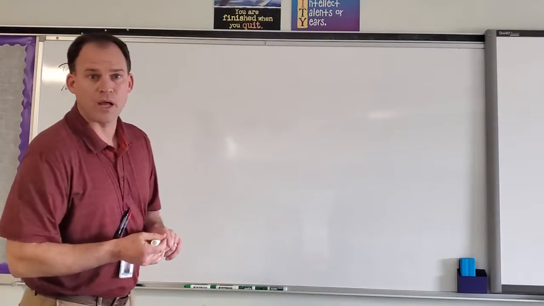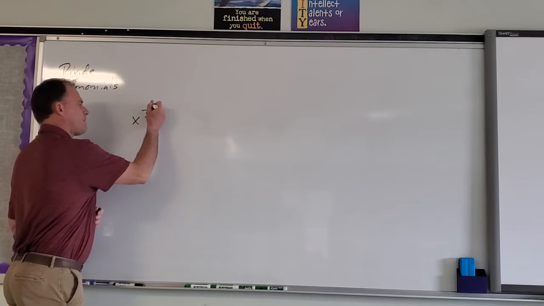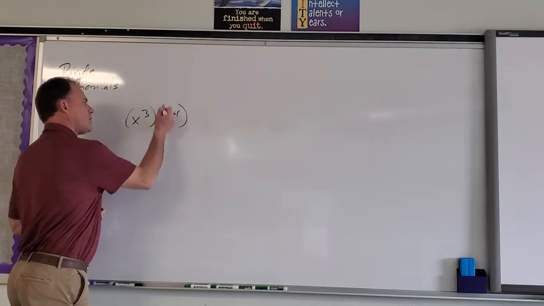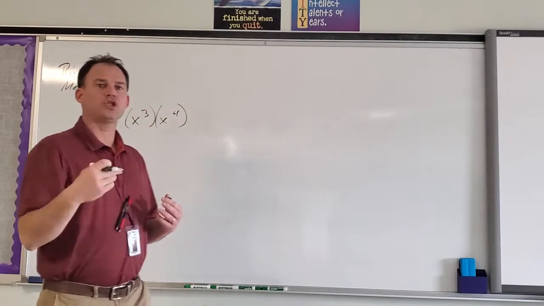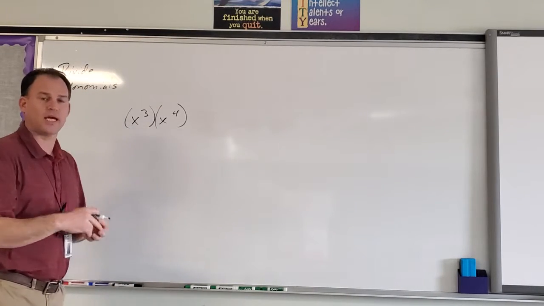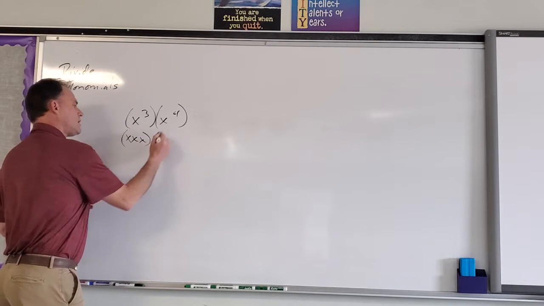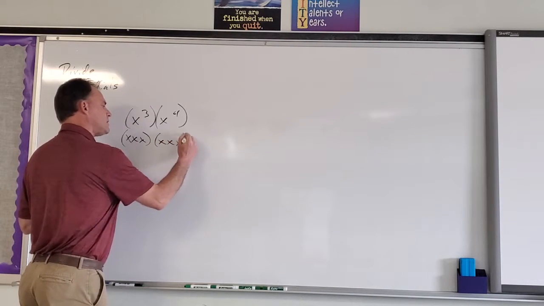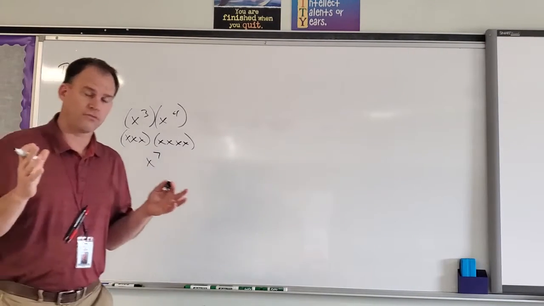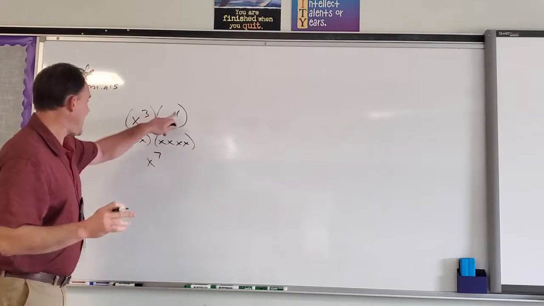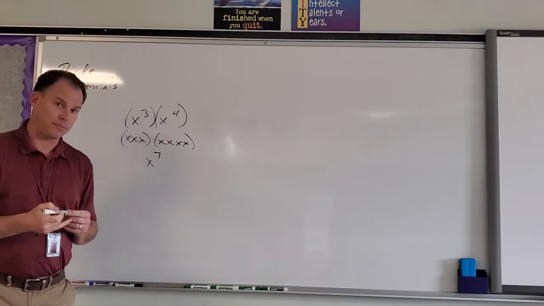So, yesterday we talked about multiplying monomials. Quick refresher: if I have x to the third times x to the fourth, the shortcut is to add the exponents together. But remember, that is a shortcut. This means there are 3 x's. This means there are 4 x's, so all together there are 7 x's. It's important for you to remember that the adding is a shortcut to all the multiplication steps, okay?